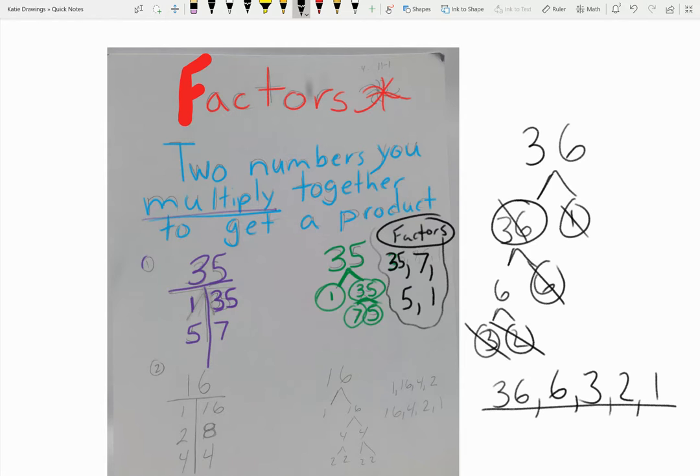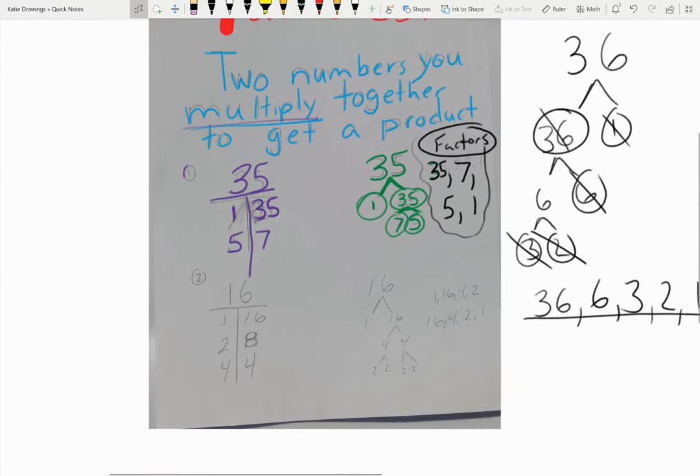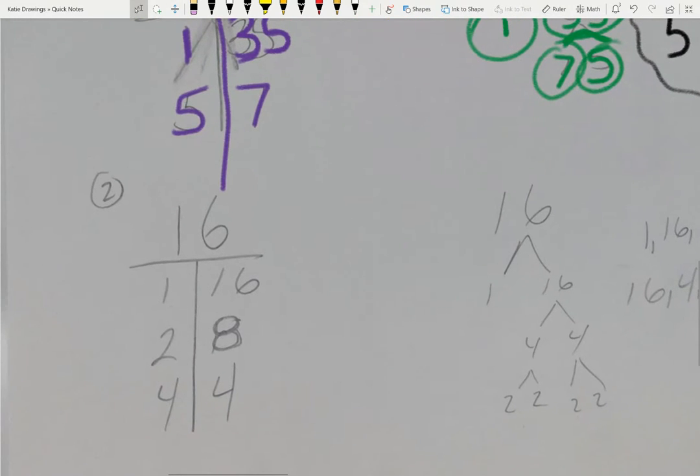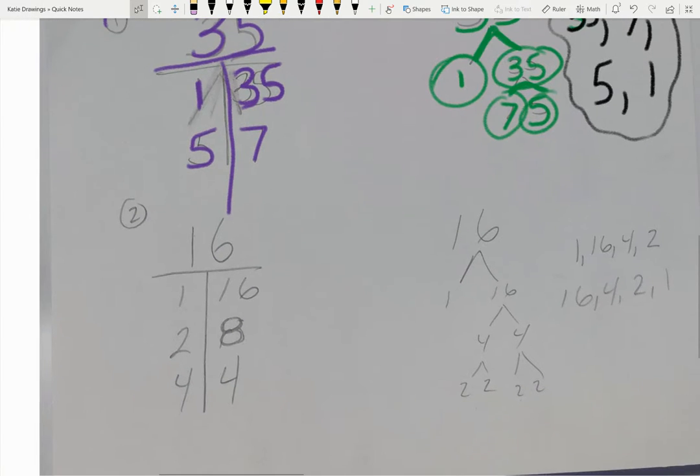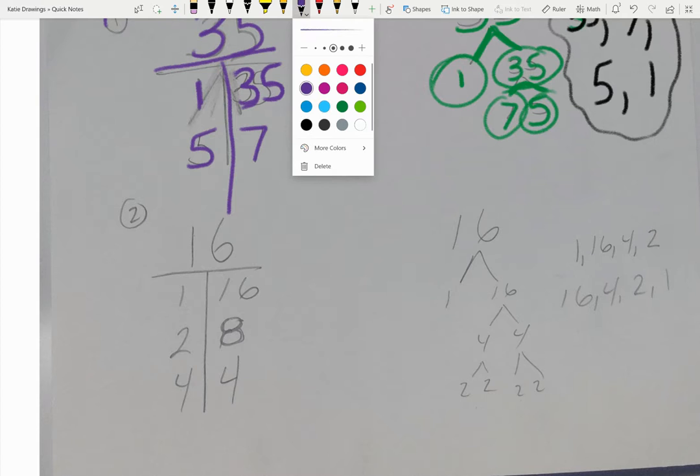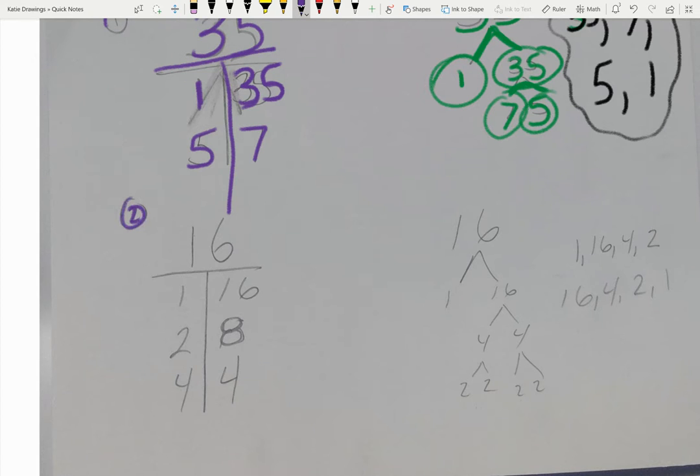Okay? All right, so let's look one more time at the anchor chart. So last one for the anchor chart. I'm going to do purple again for the Common Core way. So I'm going to have the number 16. So of course, 1 times 16 equals 16. 2 times 8 equals 16. 4 times 4 equals 16. So then I know that 16, 8, 4, 2, and 1 are all factors.